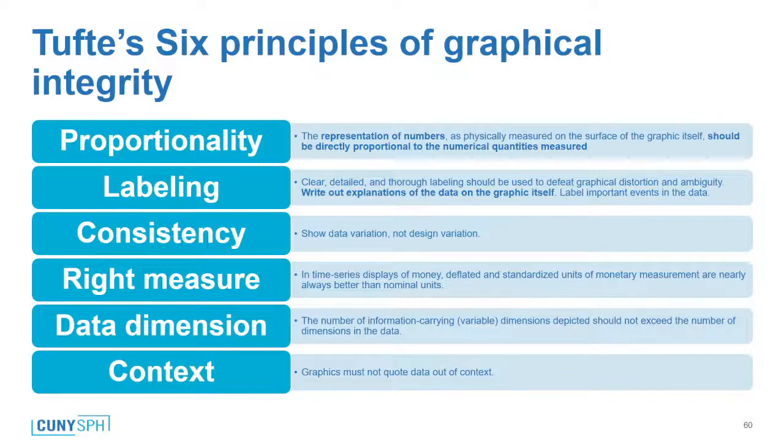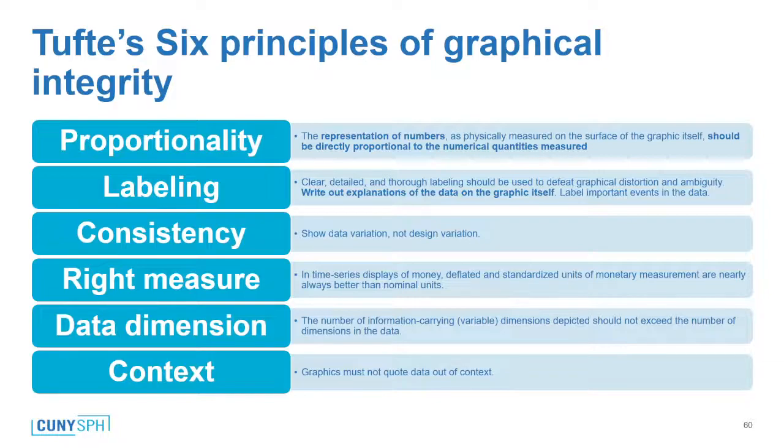Labeling, then we need to have a clear, detailed, and thorough label of what we have there. And we don't want distortion or ambiguity. Writing out explanations of the data on the graphic itself. We have seen how a lot of visualizations are annotated. They highlight things. Then we need to label those important events in the data, and explain them, especially if we want to grab attention to those elements.